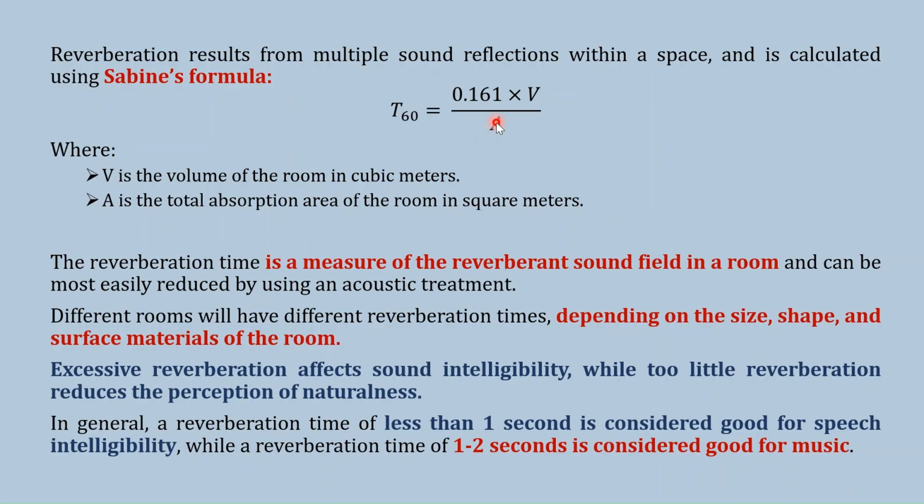So if we have more of the absorbing materials, we'll have less reverberation time. Different rooms have different reverberation times depending upon the size, shape and the surface materials inside the room. Excessive reverberation affects the sound intelligibility, while too little reverberation reduces the perception of the naturalness of the sound. In general, a reverberation time of less than 1 second is considered good for speech intelligibility, while a reverberation time of 1 to 2 seconds is considered good for music.